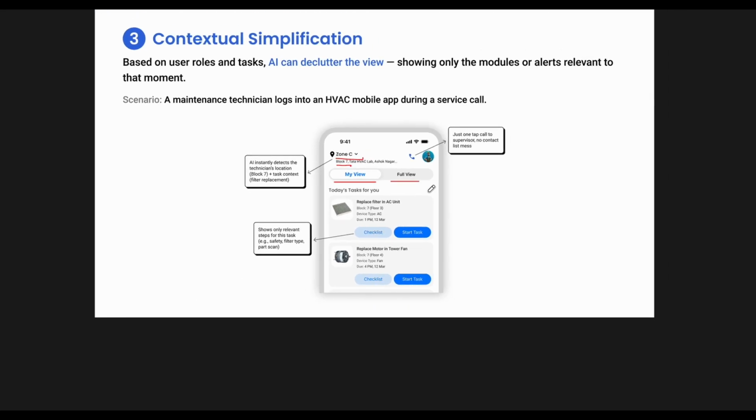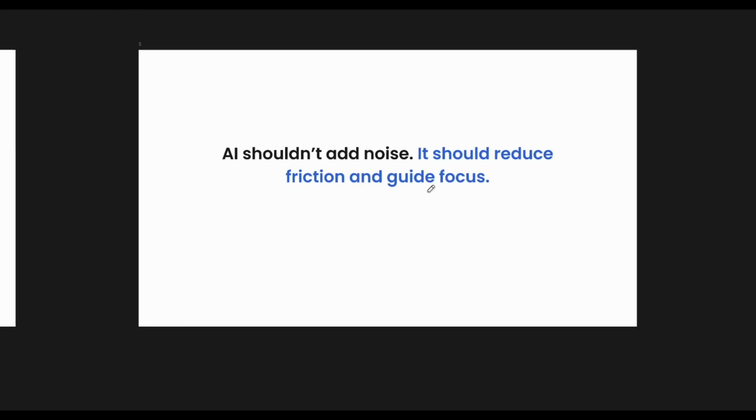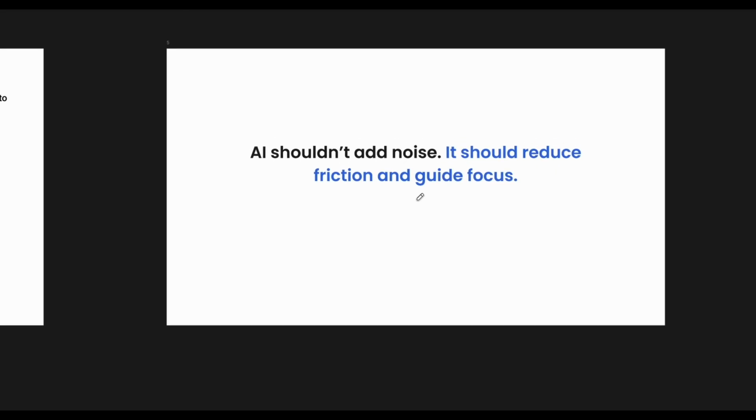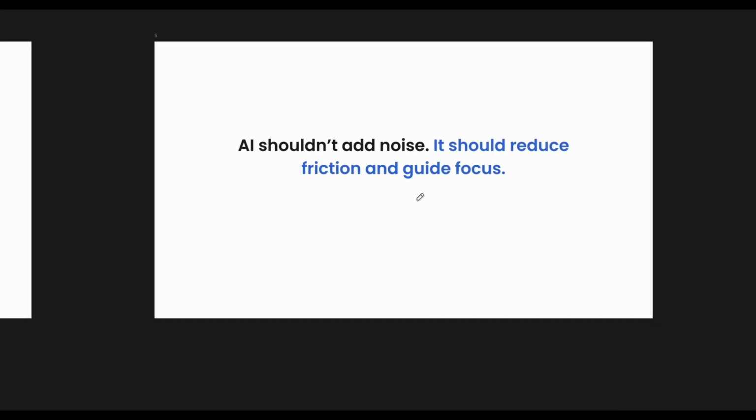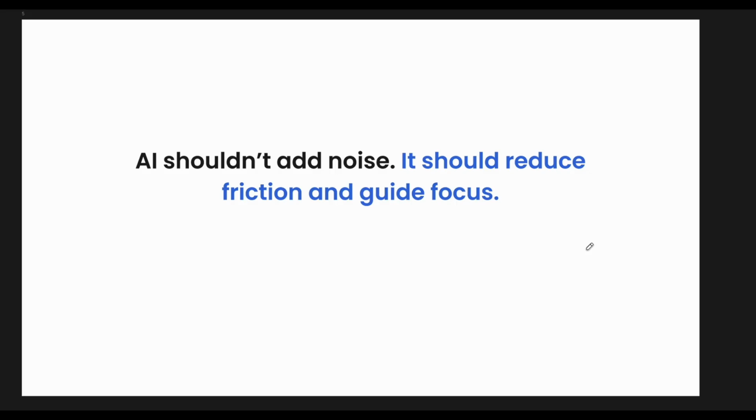So these were the three key ways that AI can help reduce clutter in B2B dashboards. AI shouldn't add noise, it should reduce friction and guide focus. So next time you are designing a B2B dashboard, ask yourself, what can the user skip if AI already knows? That's what makes AI feel like a helpful teammate, not just a flashy layer on top.